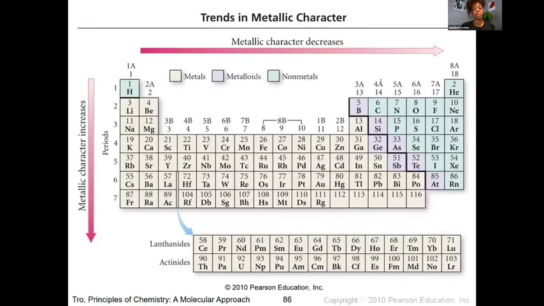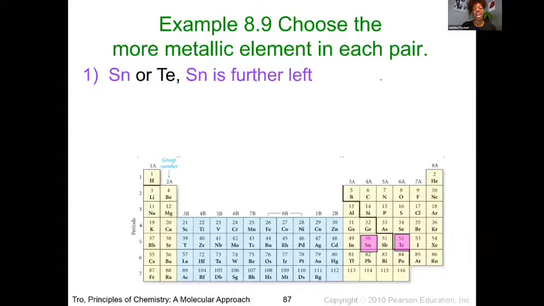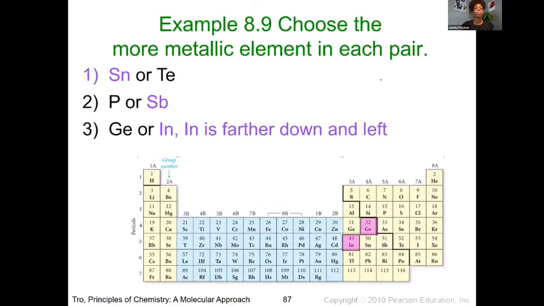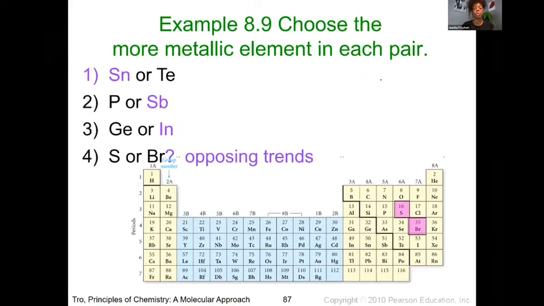Okay, and so here we go. We can see again where our metals and nonmetals are found on the periodic table. All right, and so we can again do these comparisons where we're able to pick which one would be more metallic based off of where it's found on the periodic table. And so if we were comparing Sn versus Te, Sn is further to the left, and so we would say it has a higher metallic character. Between phosphorus and Sb, Sb is further down, and so we would expect it to have a higher metallic character. Between Ge and In, In is further down and to the left, and so it would have the higher metallic character. And between sulfur and bromine, we could not declare a winner because they have opposing trends.